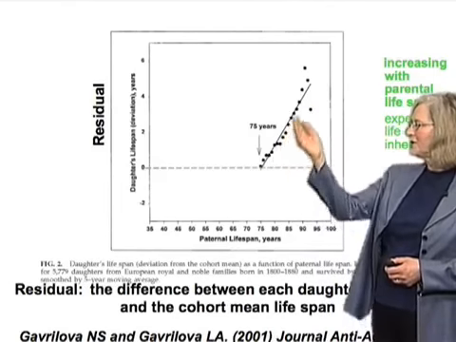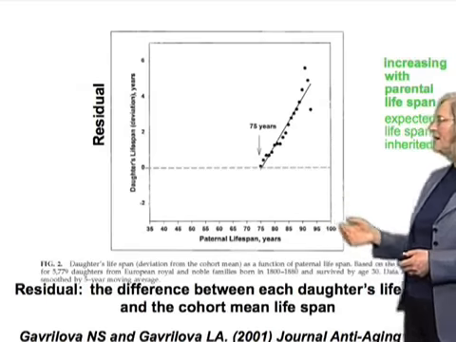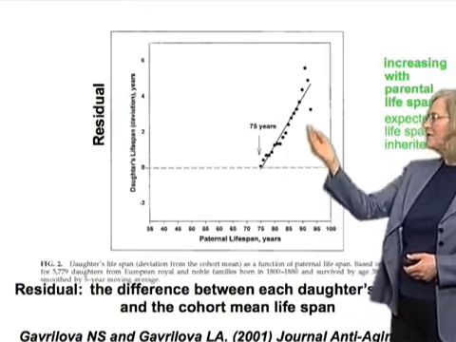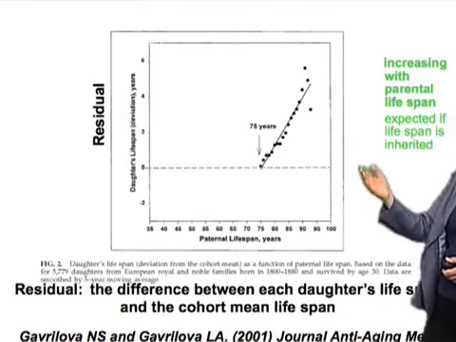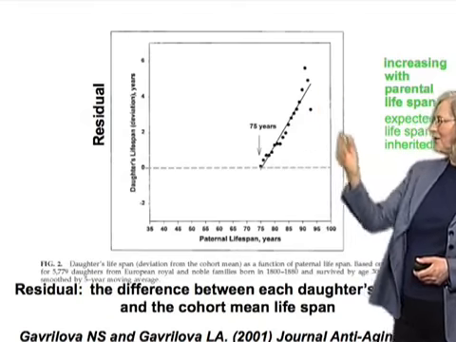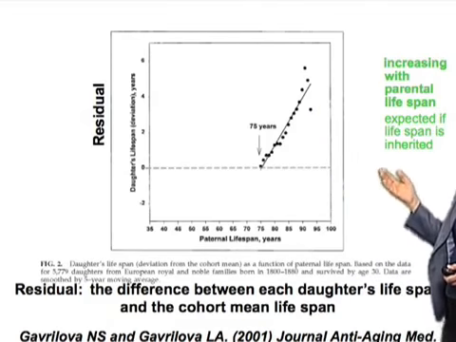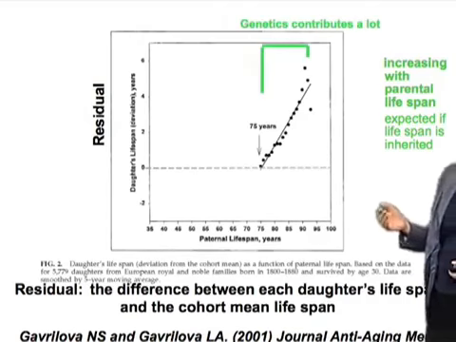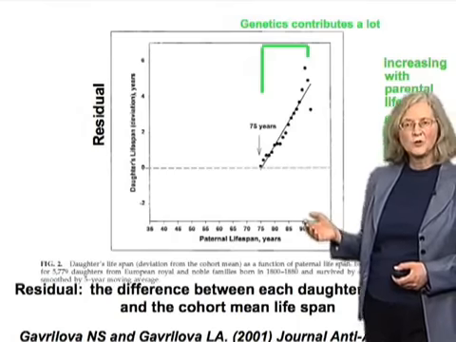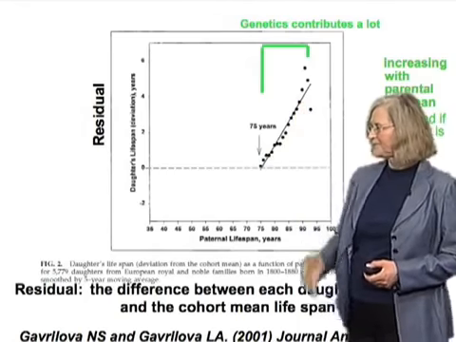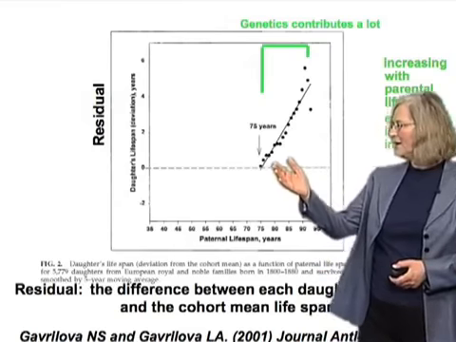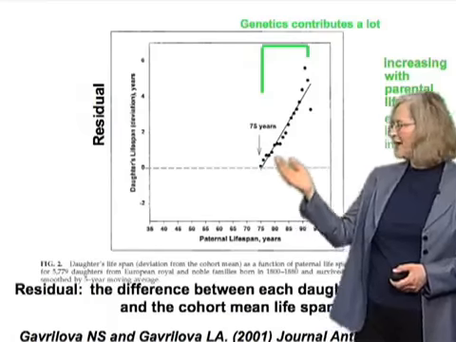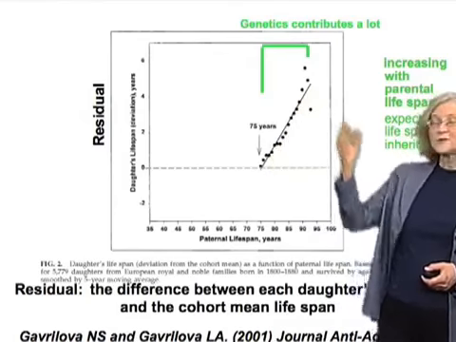And so this function, which is called a residual, basically increases with parental lifespan, at least just for the fathers 75 years and older, whose life expectancy was 75 years and older, and that was the relationship expected if genetics is an important contributor to the daughter's lifespan. Okay, so if the father lived longer than 75 years, then the daughter's lifespan was related to it in a way that said genetics was important.